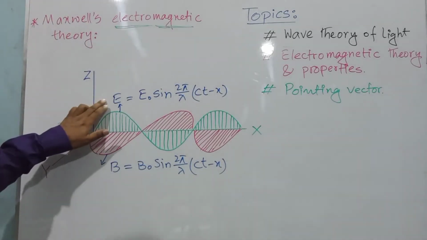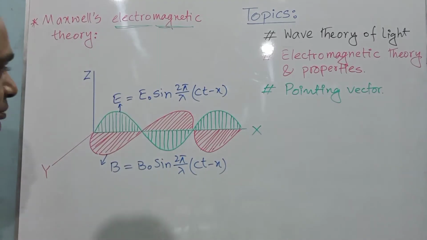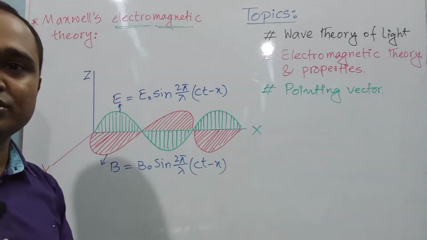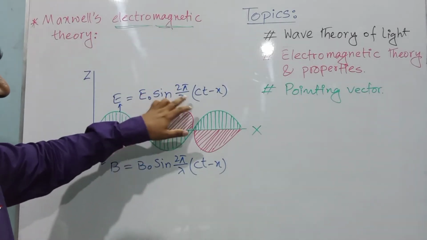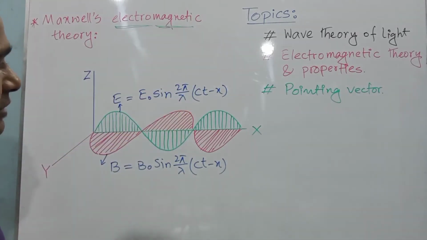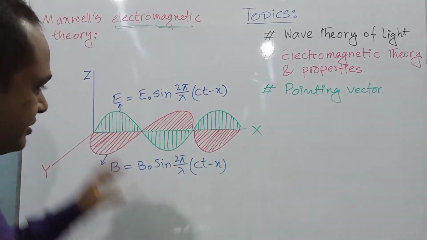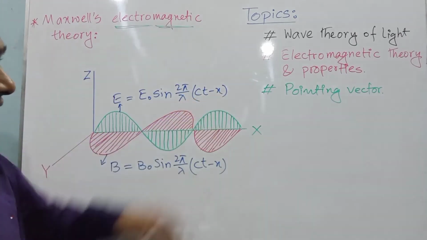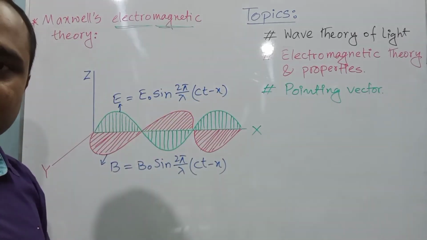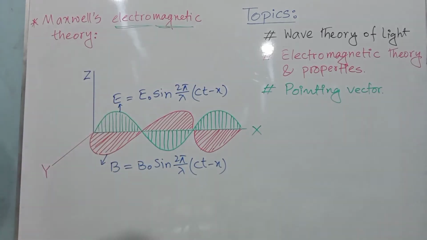Here E is the electric field at any moment, and E naught is the maximum value of the electric field, which is also known as the amplitude of the field. Sine twice pi, lambda is the wavelength, c is the speed or velocity of this electromagnetic wave, t is the time, and x is the distance from the source at which the electric intensity E is measured.